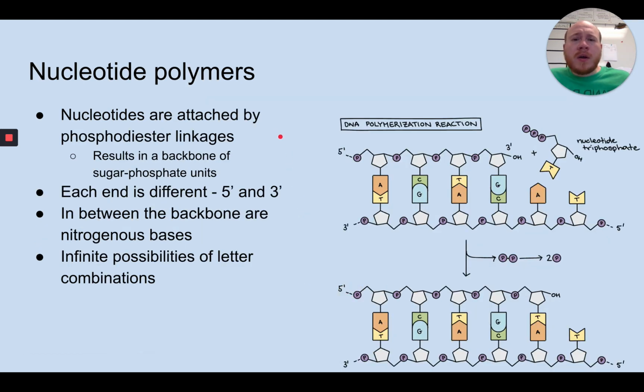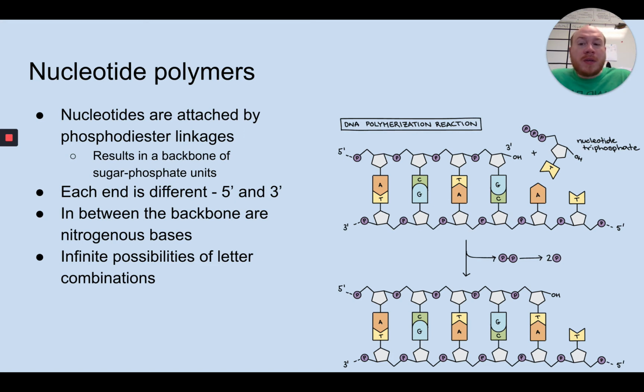And so in nucleotide polymers, the nucleotides are attached by what's called phosphodiester linkages. So these are the bonds that form. And it results in a backbone of a sugar phosphate, and then another sugar and phosphate, and it just keeps doing this over and over again. And so each end is different. We call them 5' and 3' depending on the carbons you're looking at in the ring of the sugar.